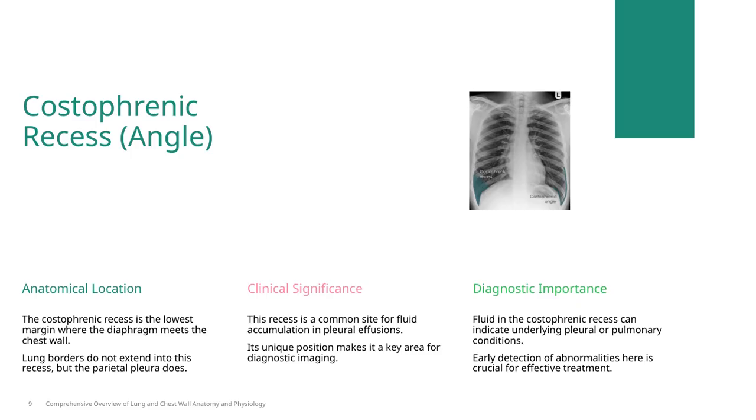When fluid accumulates in this recess, it can be an indicator of various pleural or pulmonary conditions. Detecting even small amounts of fluid early on can be crucial for effective treatment, as it may reveal underlying problems that need attention. So, in summary, the costophrenic recess isn't just an anatomical feature. It's a vital indicator in diagnosing and managing thoracic conditions. Recognizing fluid accumulation here allows us to identify issues early and tailor the appropriate treatment strategies.